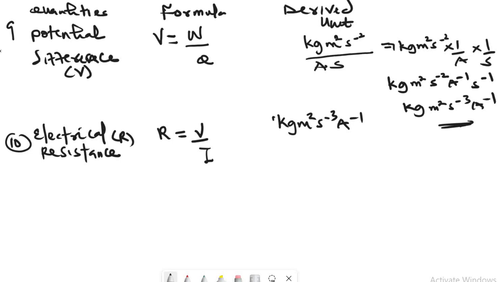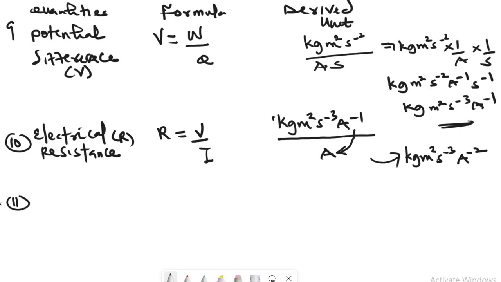Kilogram meter squared second to the minus 3 ampere to the minus 1, divided by current. Current is amperes. So at the end of the day, when you apply your law of indices, our electrical resistance will be kilogram meter squared second to the minus 3 ampere to the minus 1 over ampere to the power 1, that's ampere to the power minus 2.